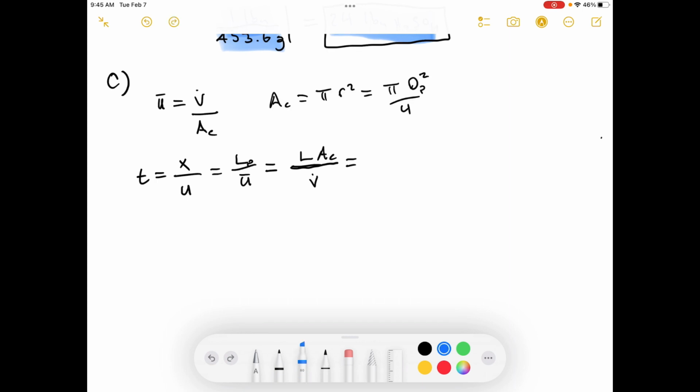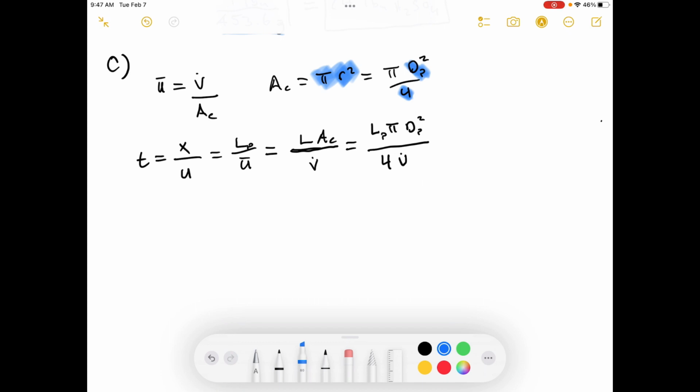The cross-sectional area of the pipe is in the shape of a circle, and so in order to calculate the cross-sectional area, we need to know the formula for calculating the area of a circle, which is pi times r squared. But they didn't give us the radius, they gave us the diameter of the pipe. And so we divide the diameter by 2, that gives us the radius, and then we square that, and so that is equal to pi times the diameter of the pipe squared divided by 4. And let's substitute that into our equation.